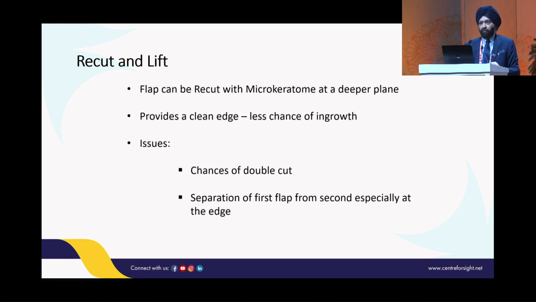If you recut with a keratome on another flap, you can get lamellar slivers. If you get these slivers, we tend to throw them off. If you throw them off, you will get irregular astigmatism. So please do not throw them. If you have to look at the chances of a double cut, it is always better to know what the first cut was, and you can go thicker and bigger.